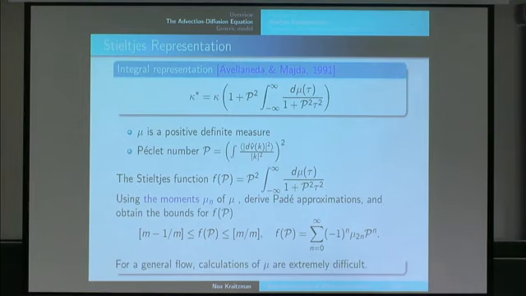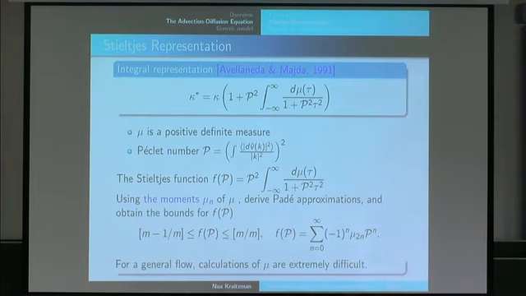Now, already from this equation, you can see that there is definitely an enhancement in the thermal conductivity as a function of the fluid flow. So this very elegant mathematical formula can be used to obtain bounds on the thermal conductivity using either Padé approximation or variational methods.